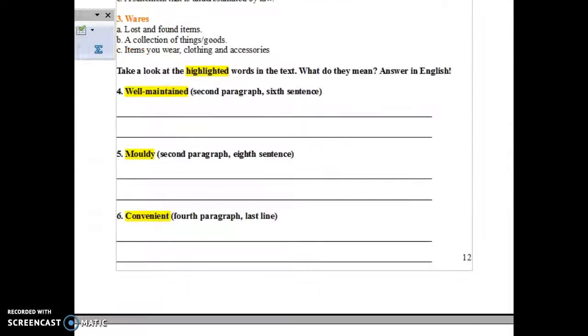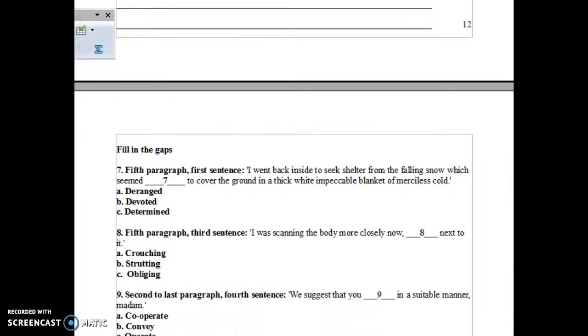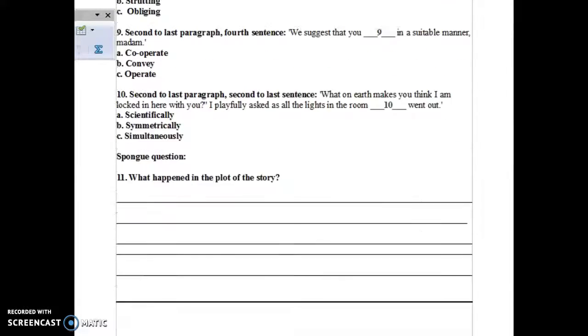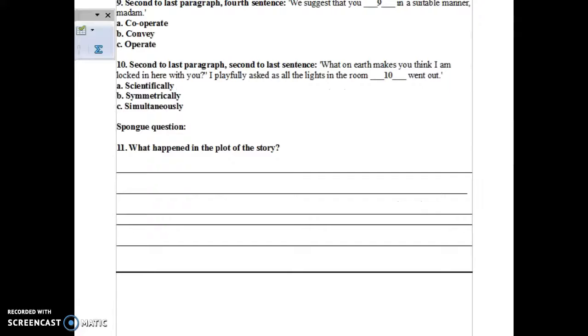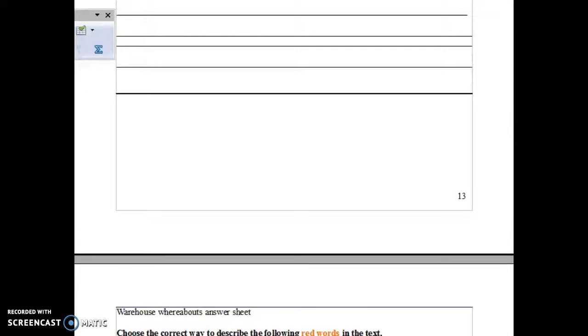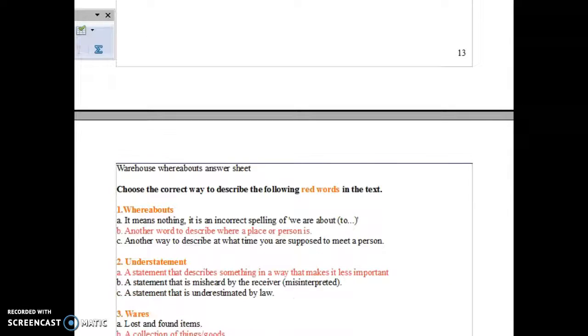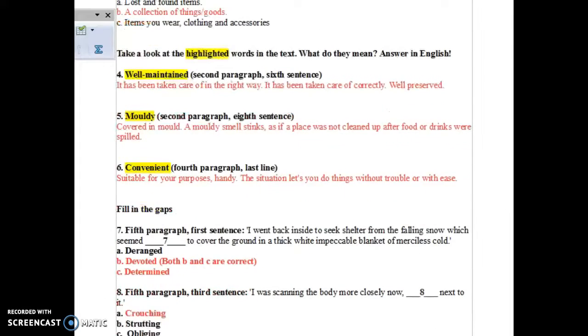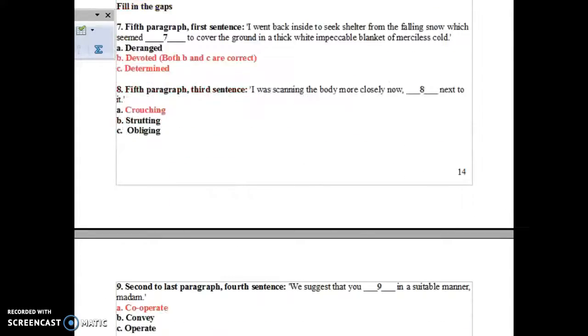I had a sponge assignment as well, which basically asked the students to summarize the plot of the story, which is more of a productive way to teach vocabulary. But since it's a bonus question, I thought it was a nice assignment. Over here we can see the answer sheet for the other teacher if he wanted to present my lesson.